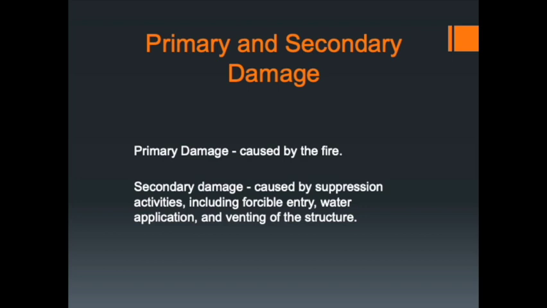Primary damage generally is caused by the fire. Secondary damage is caused as a result of suppression activities. Maybe forcible entry through the building, water application, such as flowing master streams within the building, or even working with a hand line on the second floor and the water comes down through the ceiling onto the first floor. That's just secondary damage, and there's really nothing we can do to limit the occurrence of that secondary damage. Now, there are also salvage and overhaul operations we can do. At least with salvage operations, we can try to limit the amount of damage.